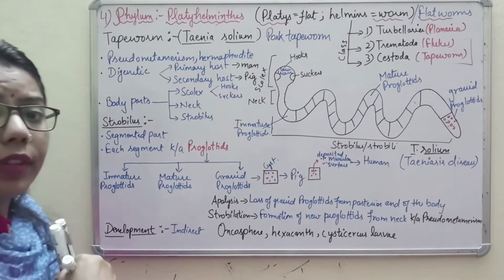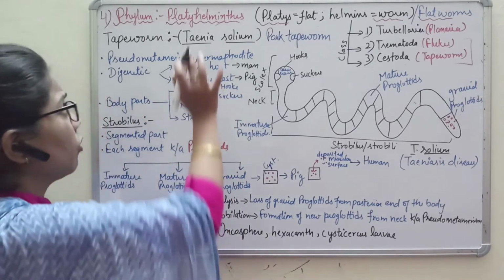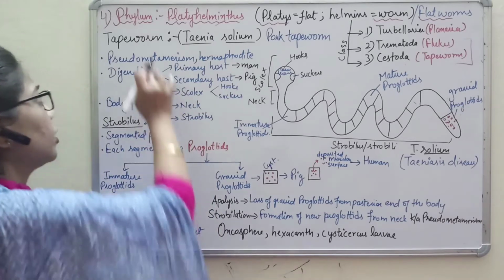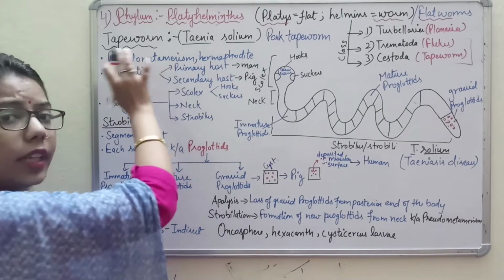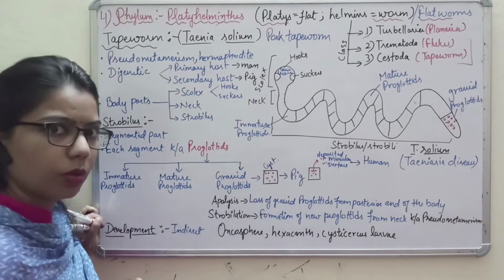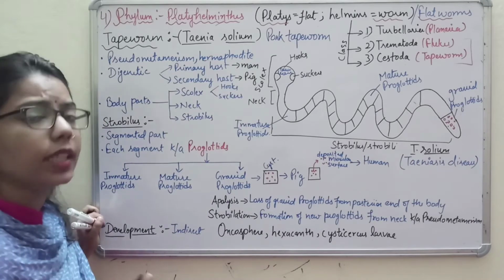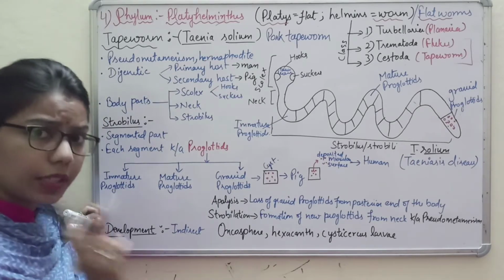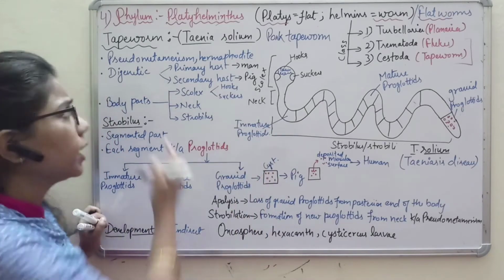So here we have already done planaria. Okay, it possesses the characteristics of Platyhelminthes. Now if we talk about the tapeworm, it also possesses the general characteristics of Platyhelminthes. Okay, जो भी general characteristics होंगी वो Platyhelminthes की ही जैसी होंगी. But we will discuss what is different in case of the tapeworm.